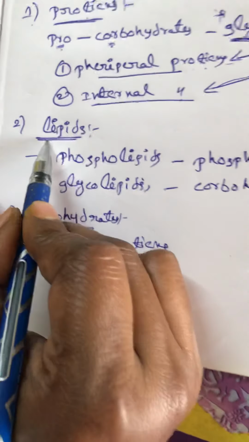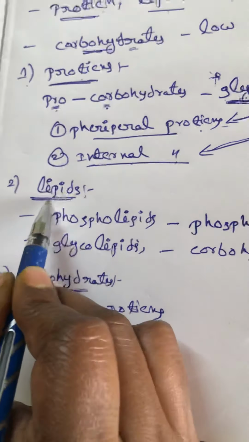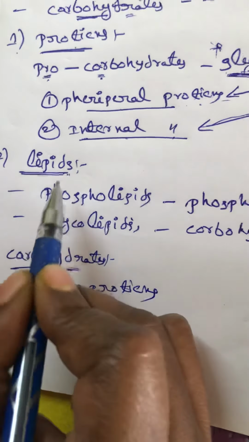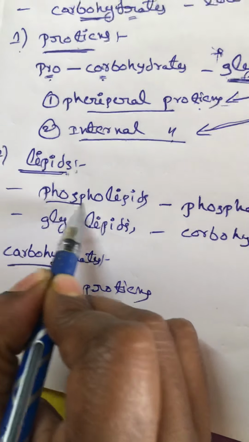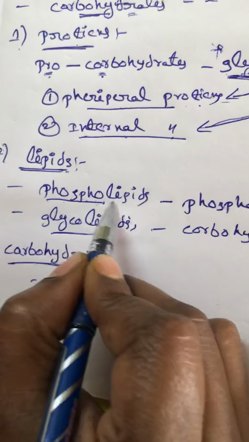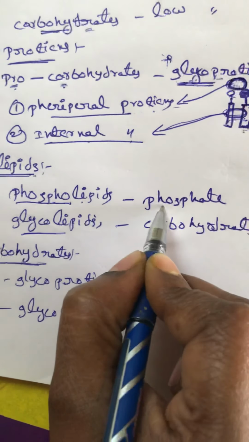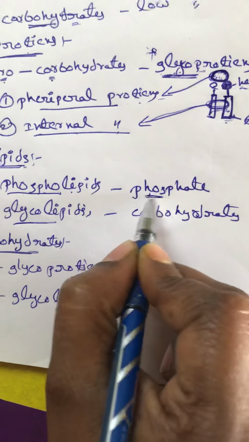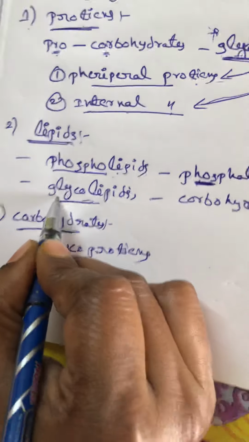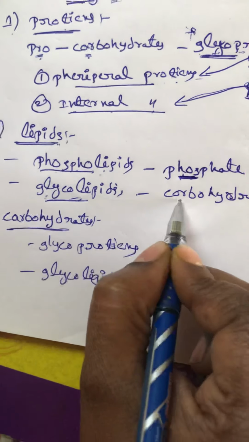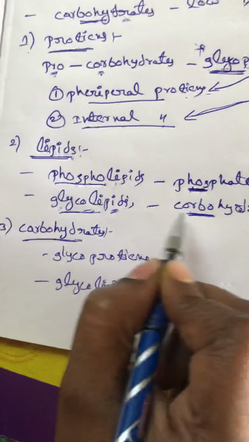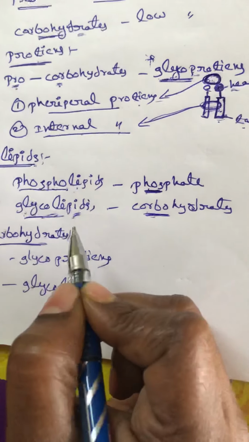Next, the second thing, lipids. This is also one of the chemical constituents of the plasma membrane. These lipids are of two types: phospholipids and glycolipids. Phospholipids means the lipid has a phosphate molecule. Glycolipids: do you know about glyco? It is nothing but glucose, that means carbohydrates. Carbohydrates and lipids are both mingled and produce glycolipids.